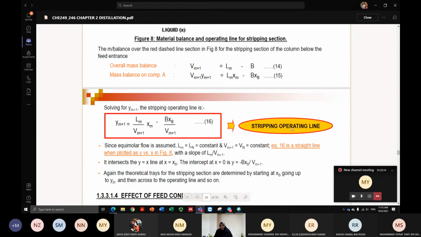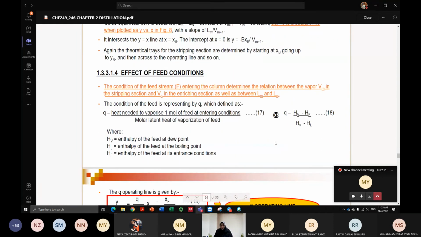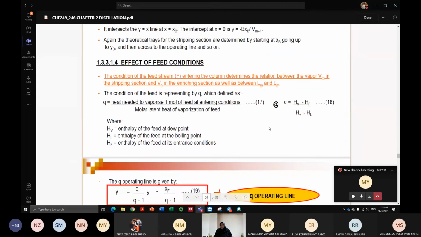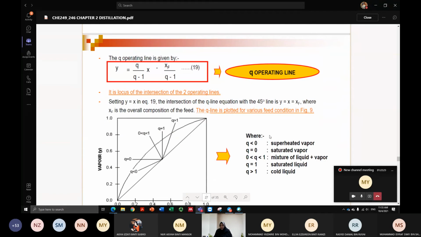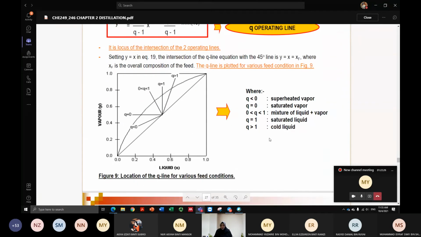I will explain more based on the example later. Today I have to finish up to the Q operating line. So that's our objective.